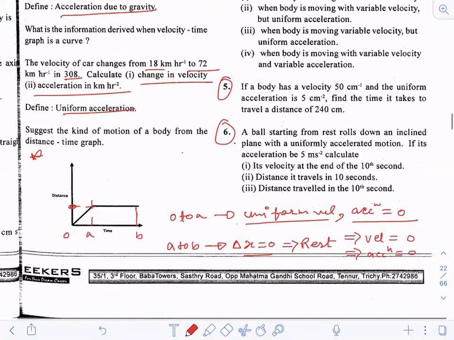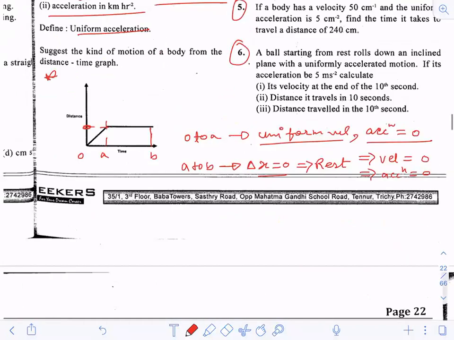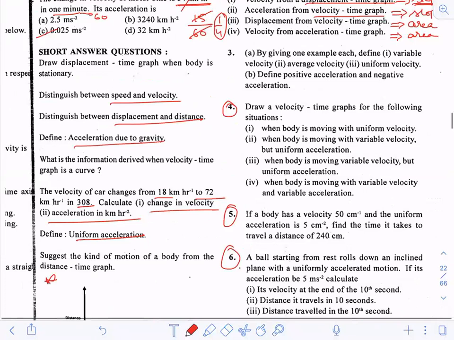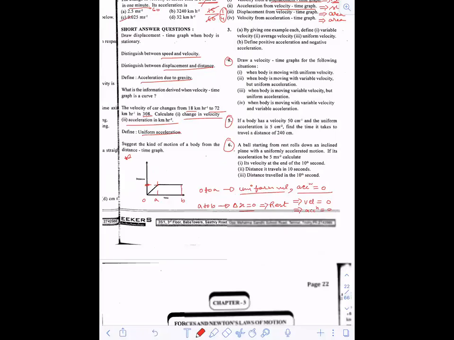Then we have a new chapter after this. Try to do these questions. And if anybody is having any doubt, just ask now. If you have any doubt, you can just ask now.